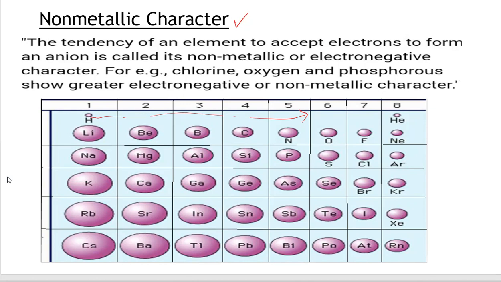All these three are very important. The three trends we learned are valency, atomic size, and metallic and non-metallic character. These three are very important. They can come as a 3-mark question. So practice that. I hope it is clear to you.